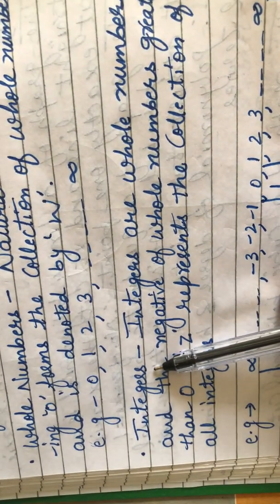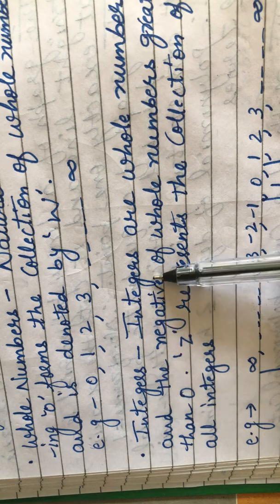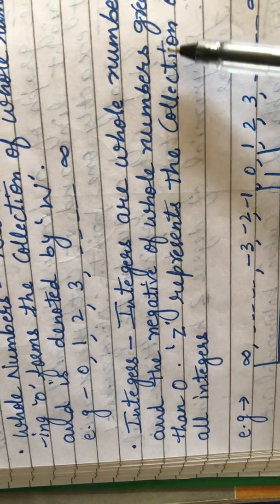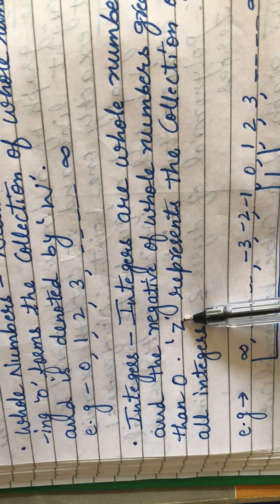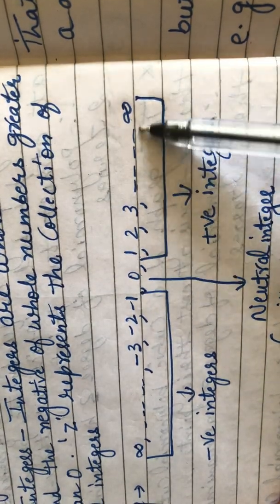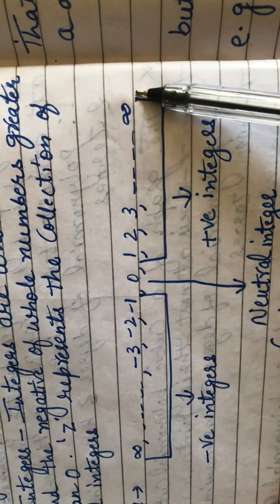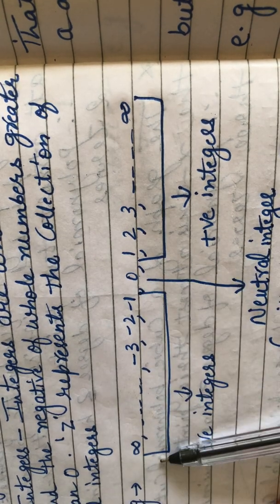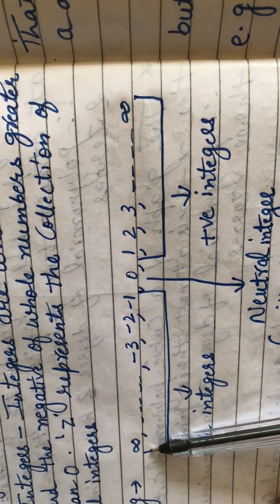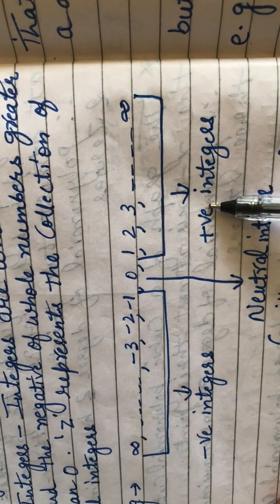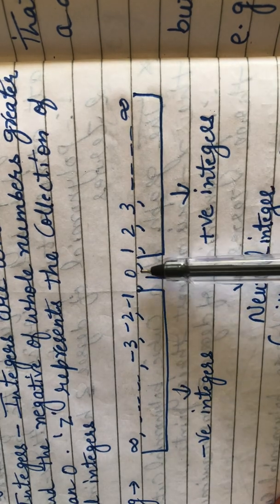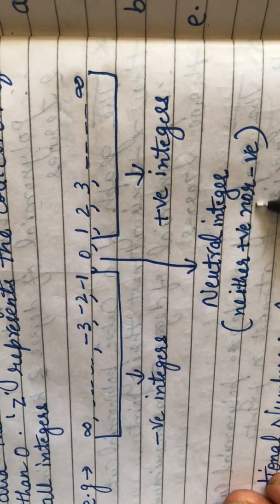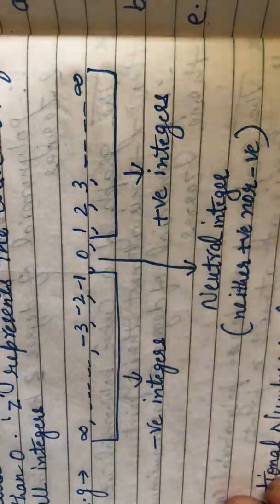Then comes integers. The next category of numbers is integers. Integers are the whole numbers and the negatives of whole numbers greater than 0, and they are represented by capital Z. So Z is the collection of integers. Around 0, on the right side we have positive integers 1, 2, 3 up to infinity, and on the left side we have negative integers -1, -2, -3 up to infinity. And 0 is a neutral integer because it is neither positive nor negative.